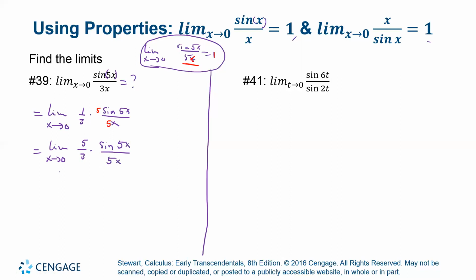This 5 over 3 is not dependent on x, so I can treat it as a constant. So you can rewrite this as 5 over 3 times the limit as x goes to 0 of sine 5x over 5x. That goes to 1. So this is basically 5 over 3 times 1, which is 5 over 3.